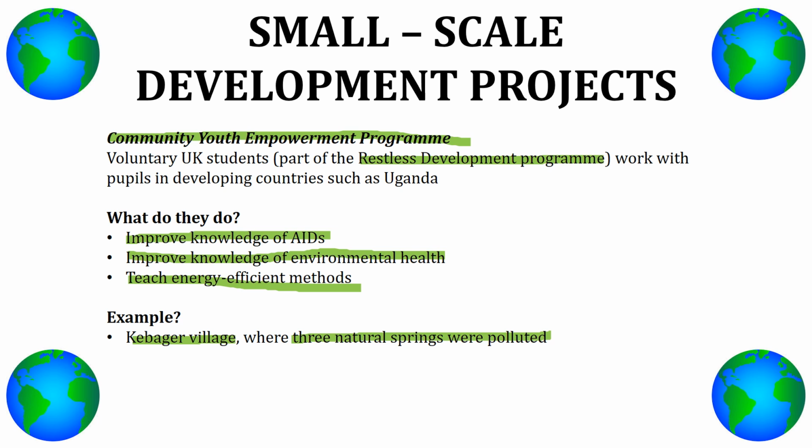And in order to teach energy efficient methods, they teach the pupils and their families how to construct fuel efficient stoves, for example. And an example in which this has happened is in Kabaja village in Uganda. 3 natural springs were polluted, so the students constructed a covered water tank to keep the pollution out of the water, and it improves living standards because their access to clean water increases and the water is taken from taps, so again, no pollution gets in.